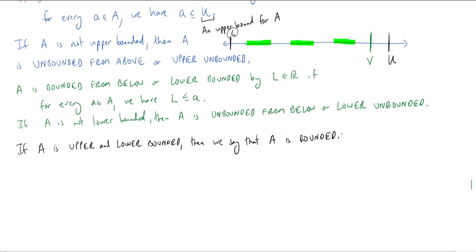And in the case where neither of those is true, so if A can just keep on going up and up and up and also down and down and down, then we're going to say that A is unbounded. So if A is upper and lower unbounded, okay, we'll just copy here, then A is unbounded.